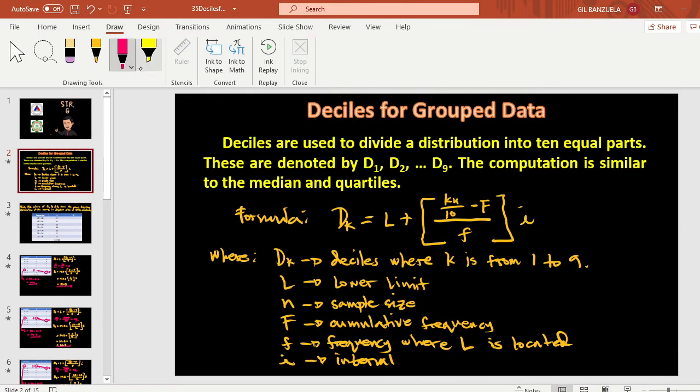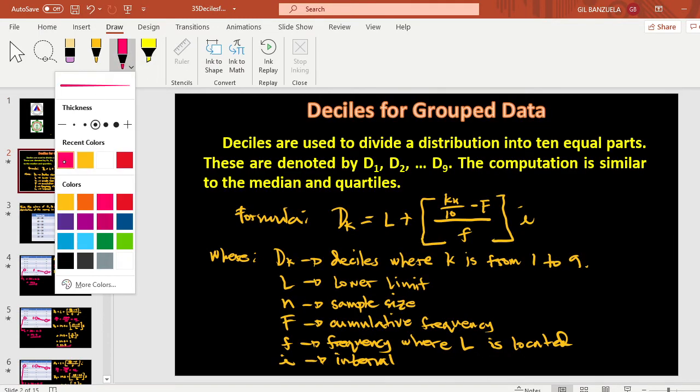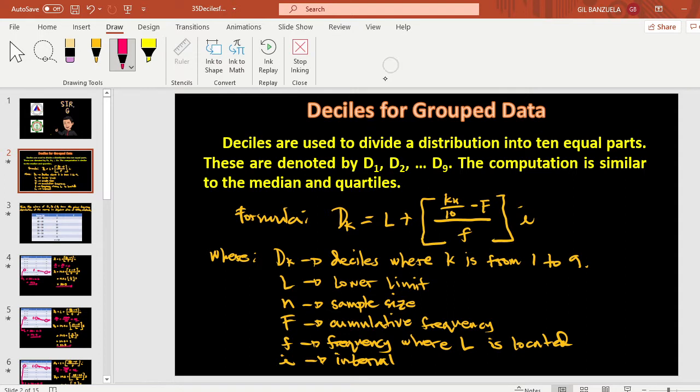Alright, in today's lesson, we're going to discuss the deciles for group data. If you could remember, we've just finished discussing quartiles for group data. Deciles for group data are used to divide the distribution into 10 equal parts. These are denoted by d sub 1, d sub 2, up to d sub 9. The computation is similar to the median and quartiles.